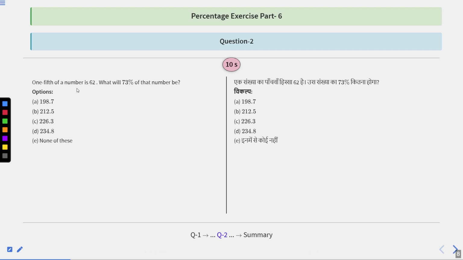Second question is, 1/5 of a number is 62. What will be 73% of that number? You have 5 options and 10 seconds to solve this question. Your time starts now. Time's up. Let's see the solution.